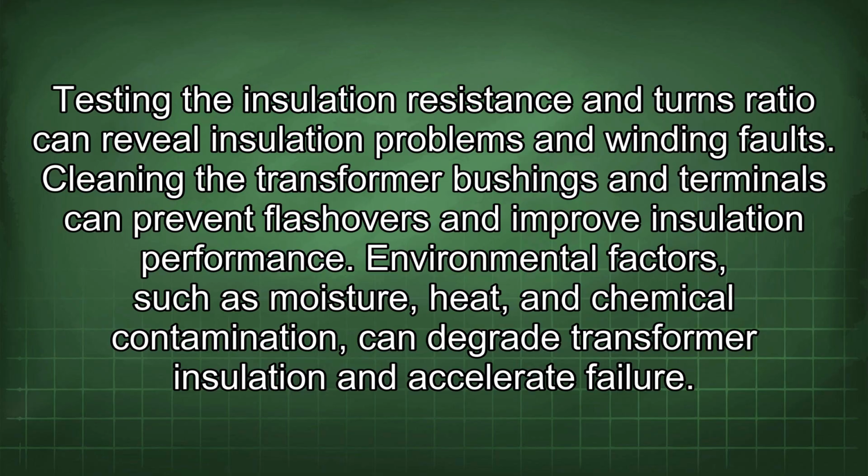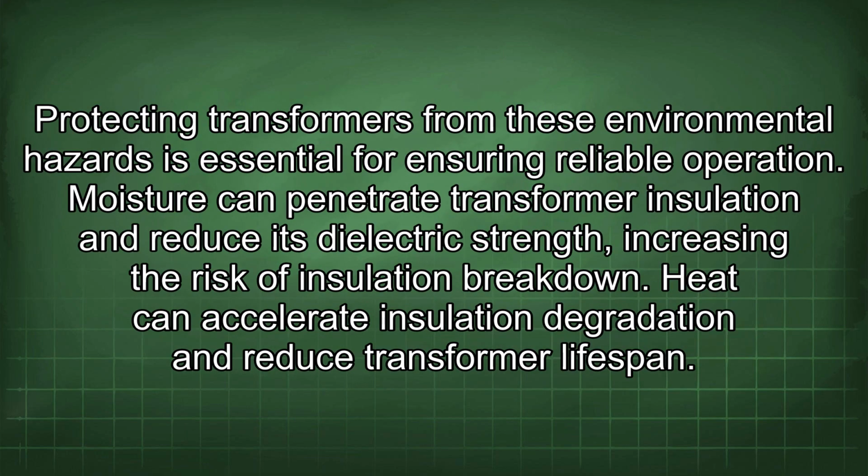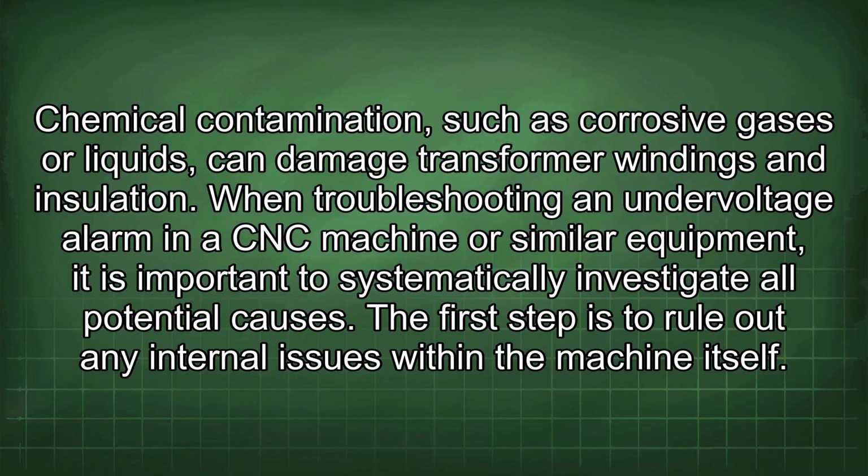Environmental factors such as moisture, heat, and chemical contamination can degrade transformer insulation and accelerate failure. Protecting transformers from these environmental hazards is essential for ensuring reliable operation. Moisture can penetrate transformer insulation and reduce its dielectric strength, increasing the risk of insulation breakdown. Heat can accelerate insulation degradation and reduce transformer lifespan. Chemical contamination, such as corrosive gases or liquids, can damage transformer windings and insulation.